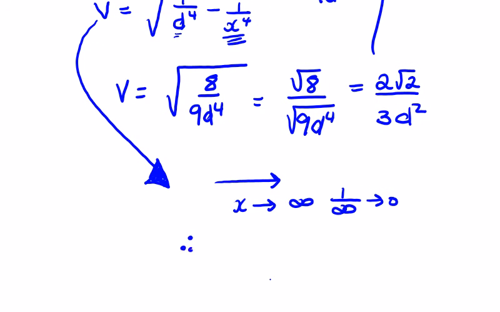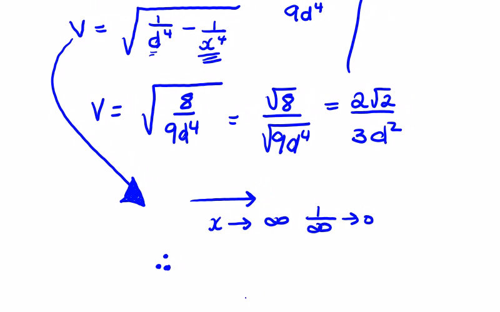Therefore, do they call it terminal velocity? I'm not sure, but the max v, or v max, is going to be equal to the square root of 1 over d to the power of 4, which is 1 over d squared, which is what we were asked to show.